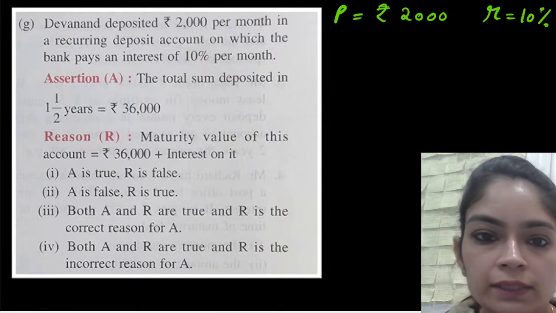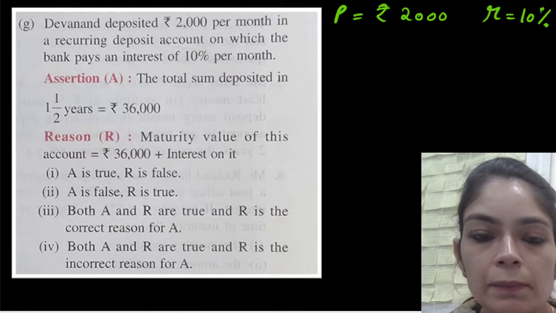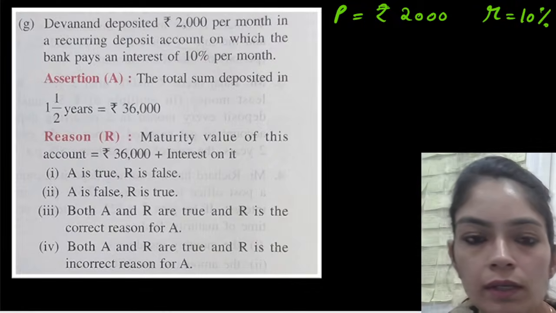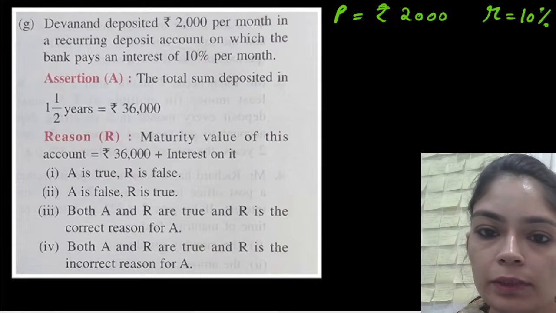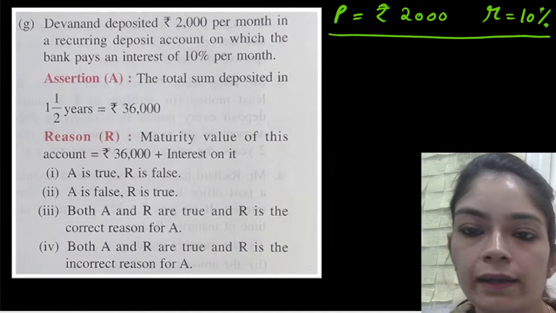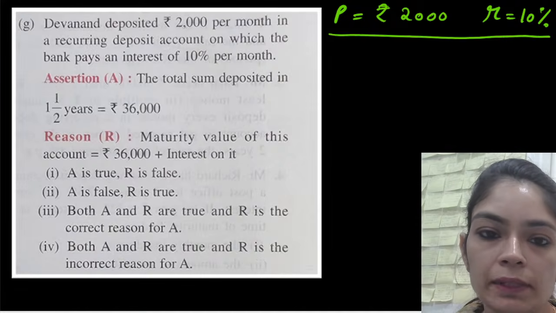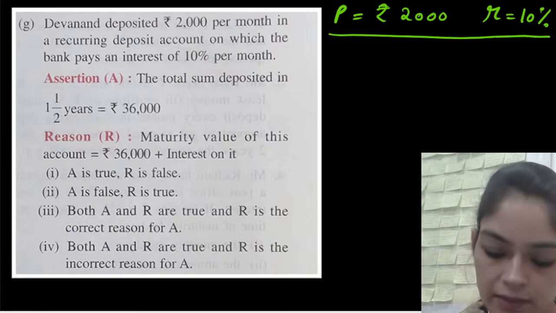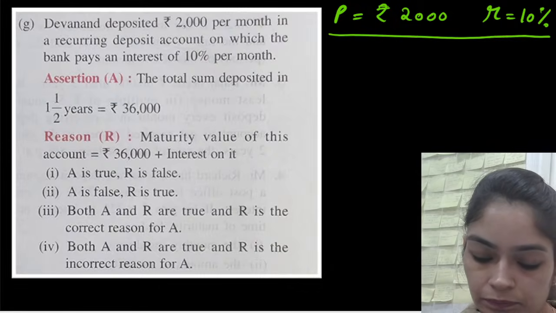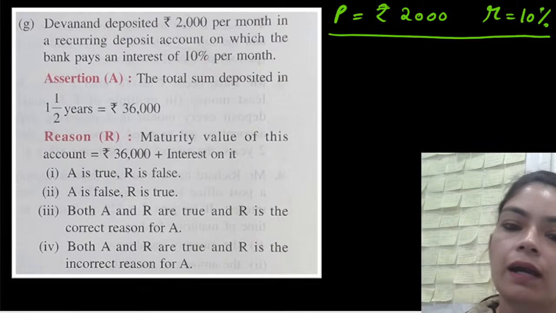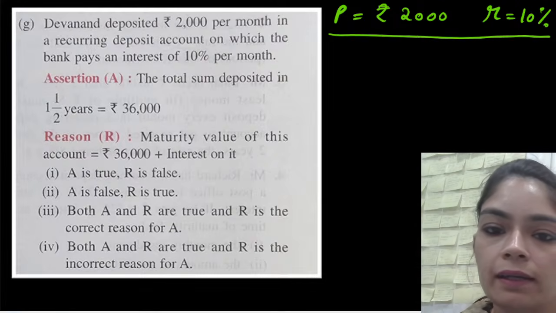So Devanand deposited rupees 2000 per month in a recurring deposit account on which the bank pays an interest of 10% per month. So what is given to us? Now only these two pieces of information are given to us. Now statements we have to read and figure out whether these are correct or not. Like the assertion statement: the total sum deposited in 1.5 years is 36,000. So this we have to check.